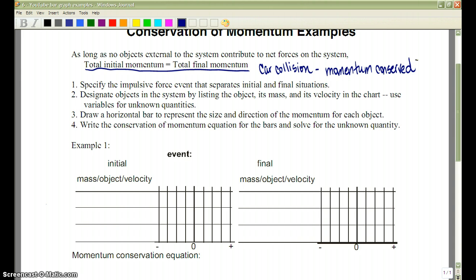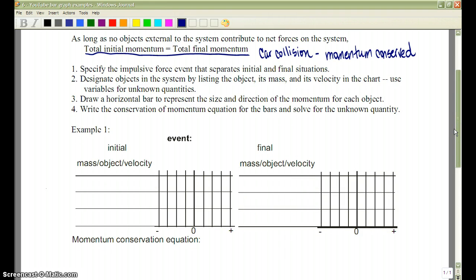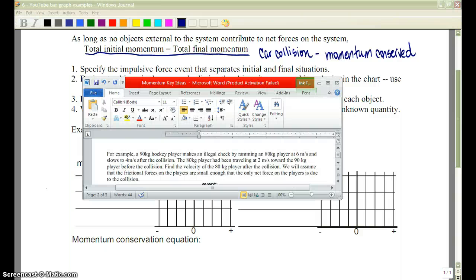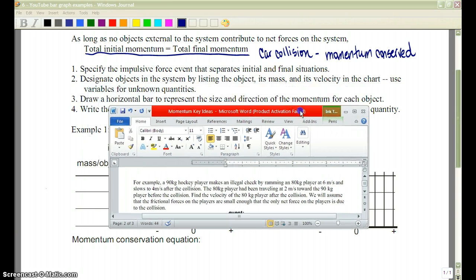When one object hits another object, the momentum that it carries with it will transfer to that other object. First of all, think about these as sort of like bar graphs. Just like what we did with numbers with our car collision, we're just going to look at the same thing in a different way. So let's go ahead and look at our first example.